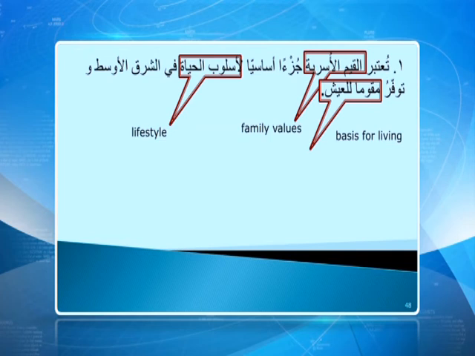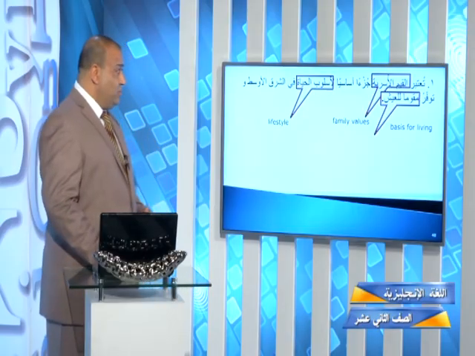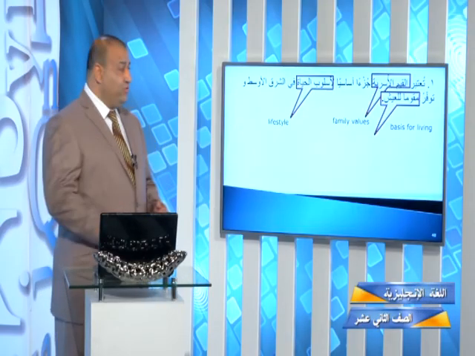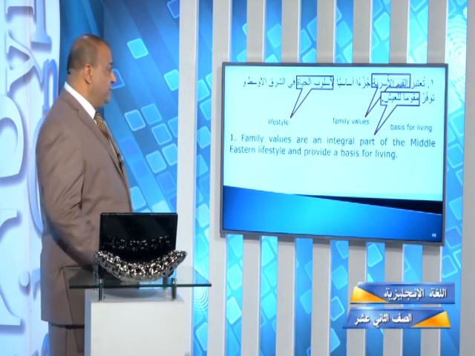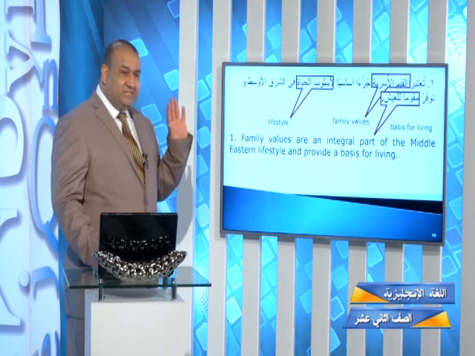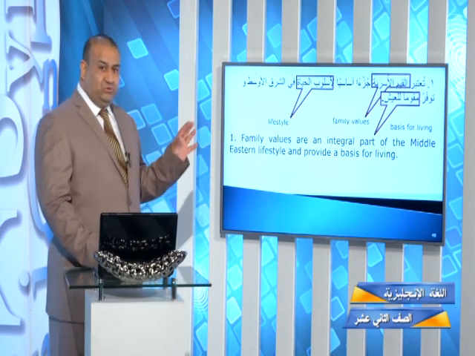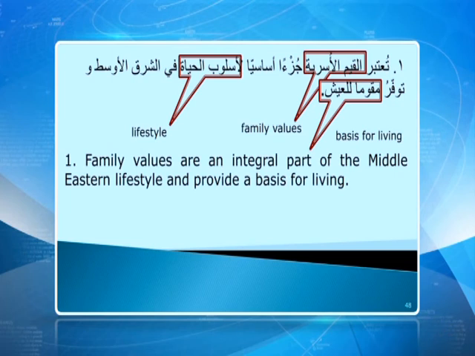After taking some words that need to be translated into the English language in order to make the task easier for you, let's now have a look at my translation. This is the same sentence that you will find in your books. So don't worry, please. Family values are an integral part of the Middle Eastern lifestyle and provide a basis for living.